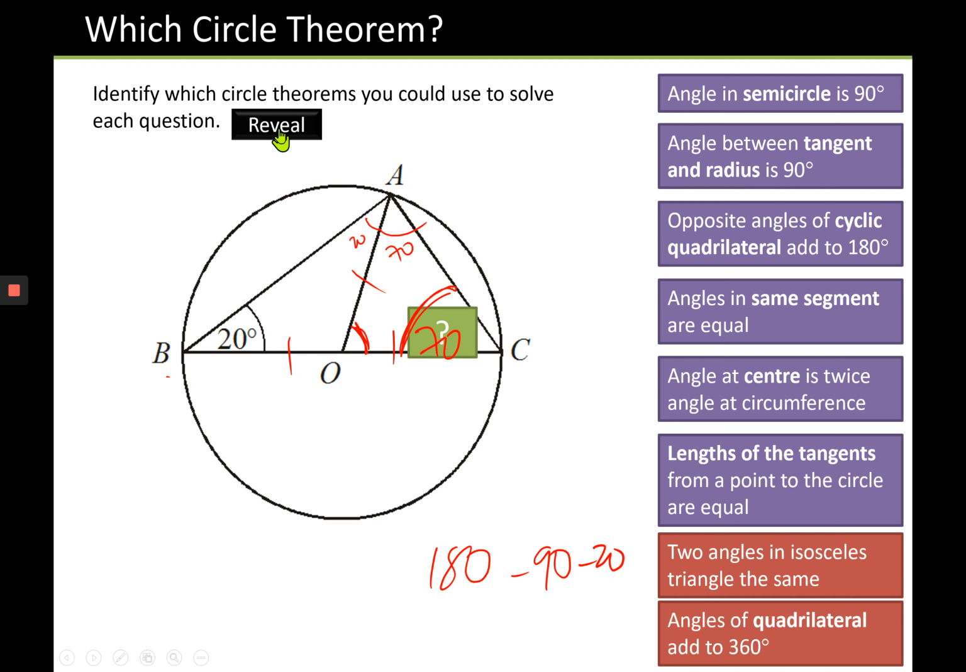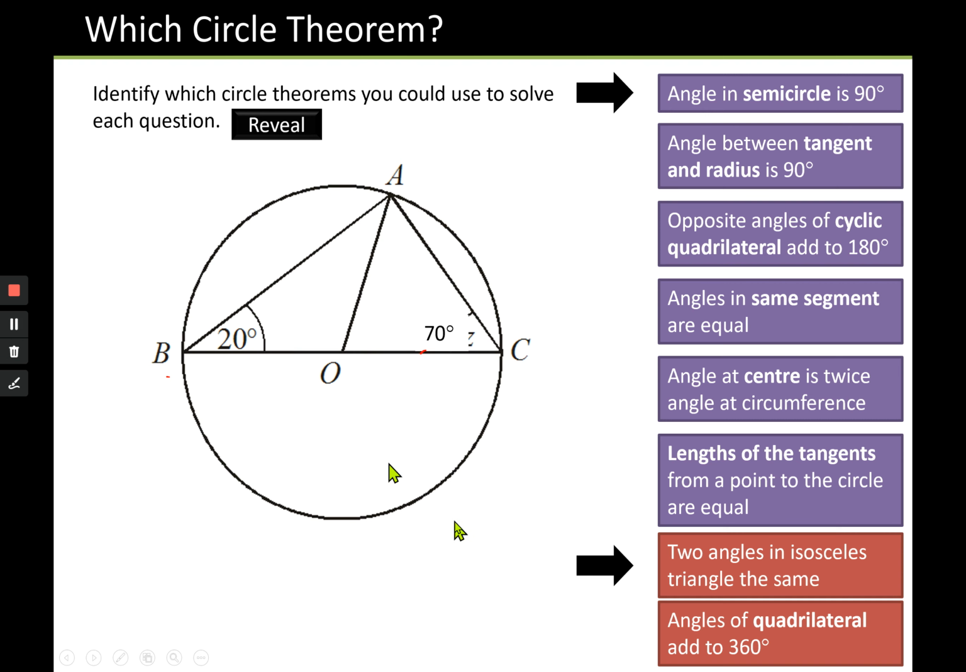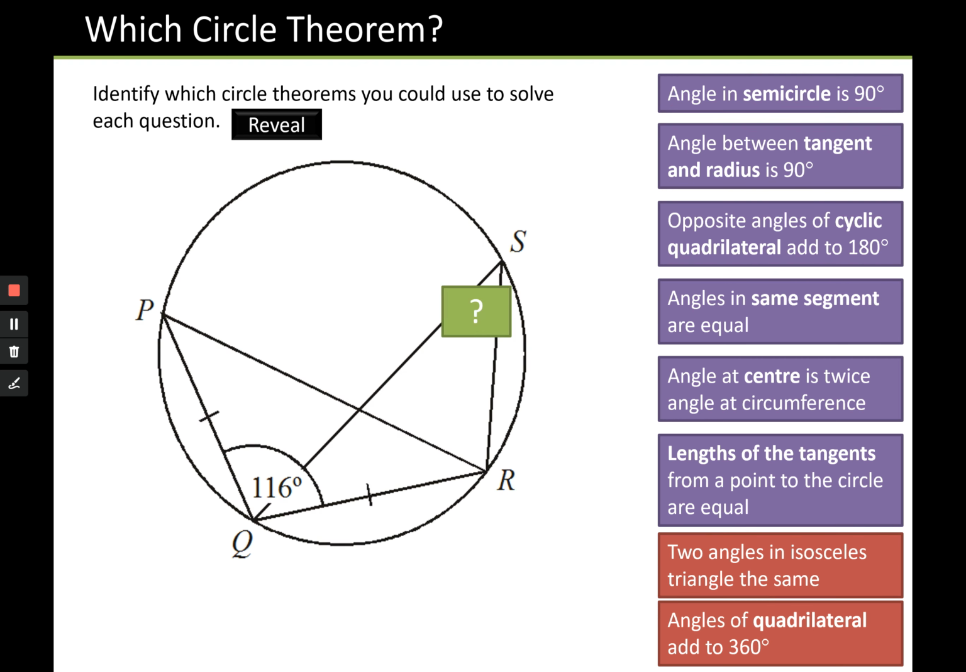The rules that we have used are angles in a semicircle are 90 and two angles in an isosceles triangle are the same, because that's going to be 70. My computer's being a bit dodgy, so that's the angle there. Next question. Okay, pause the video here.